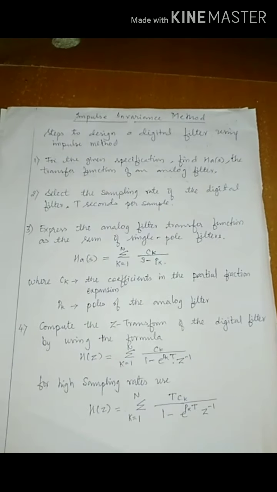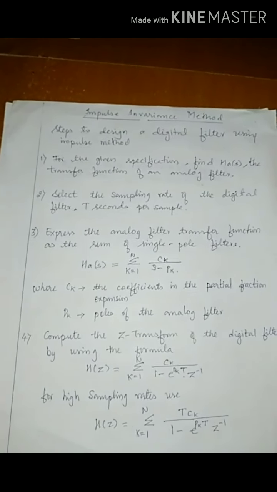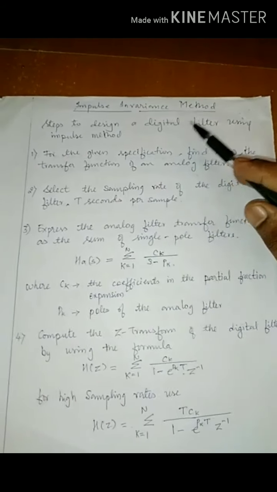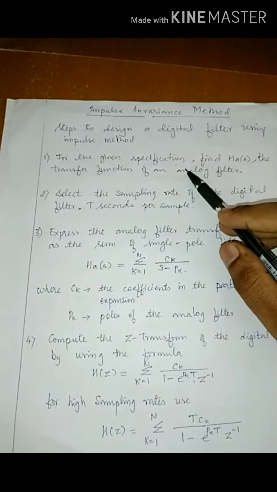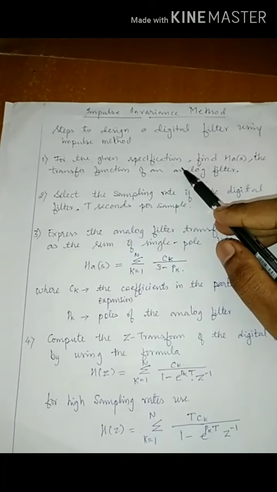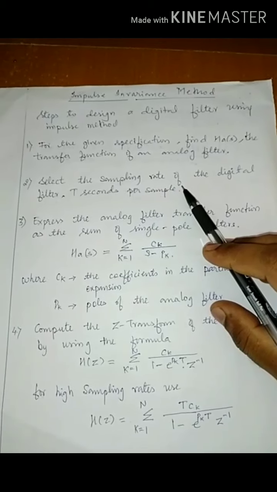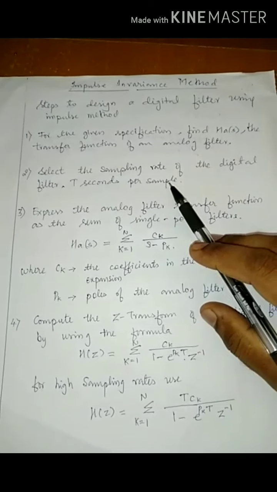Now we'll be looking at another technique, that is the impulse invariance method. Steps to design a digital filter using the impulse invariance method are: for the given specification, find H_A(S), the transfer function of an analog filter. Select the sampling rate of the digital filter, that is T seconds per sample.